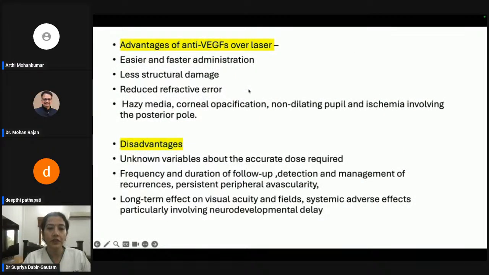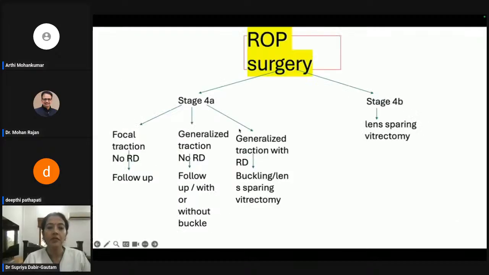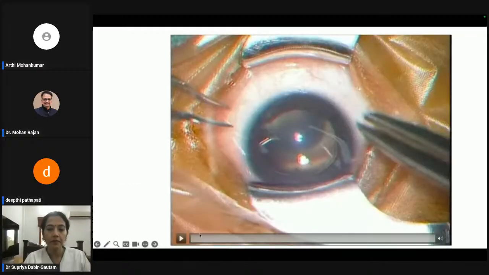Advantages of anti-VEGF injections are easier, faster administration, reduced refractive errors. Even in hazy, non-dilating pupils, we can give them. The disadvantages: we don't know about the long-term effects, especially neurodevelopmental delay in these babies. All babies need follow-up till the disease is quiet or the blood vessels have reached the periphery. Surgery is required in stage 4, stage 5 babies.